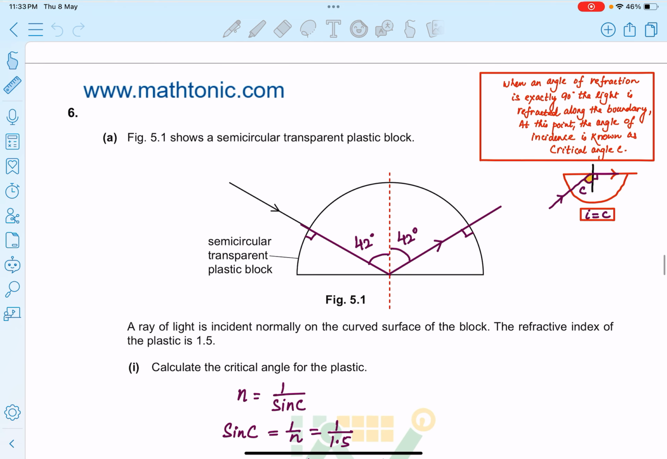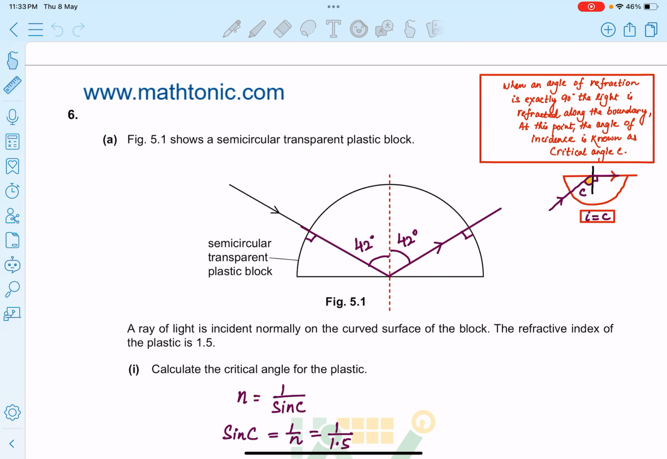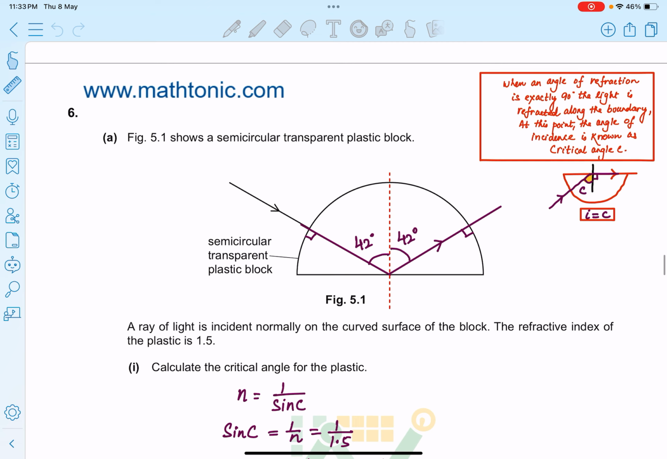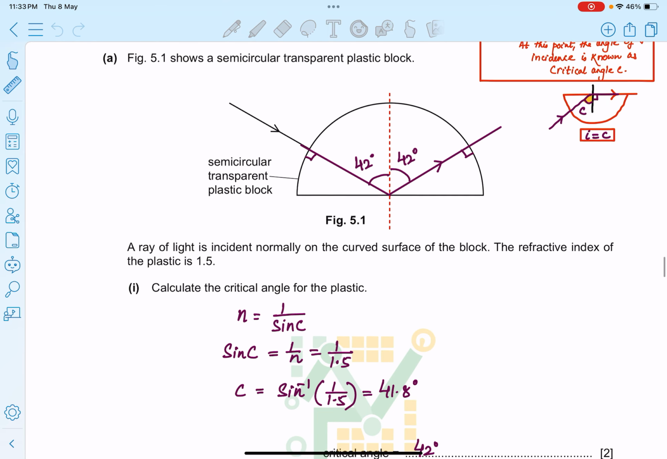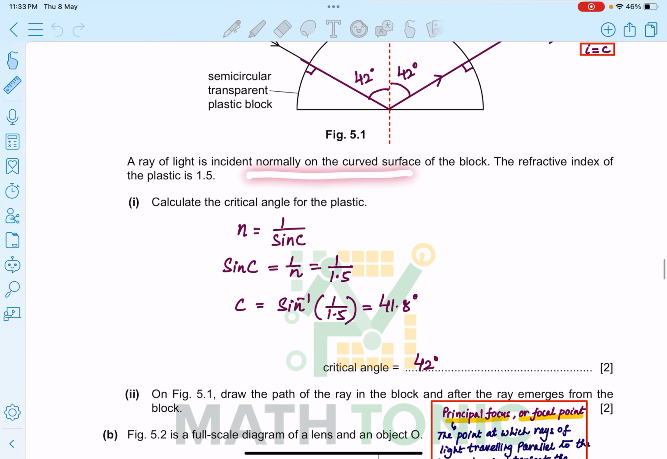Next, this is a question on optics. This question shows a semicircular transparent plastic block, and a ray of light is incident normally on the curved surface of the block. The refractive index of the plastic is given as 1.5. The question is: find the critical angle.